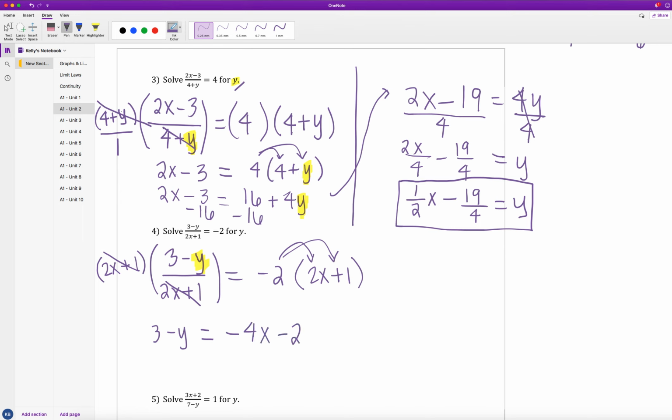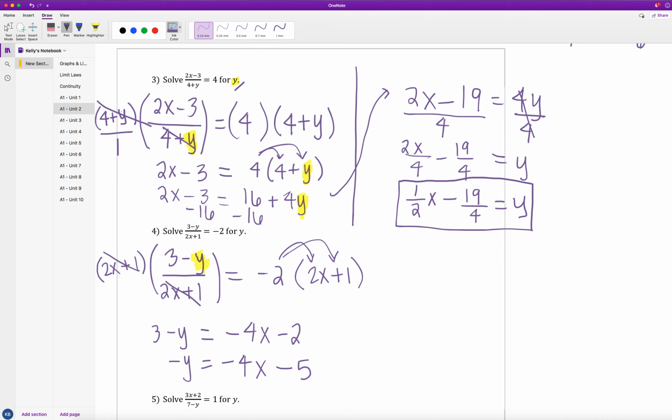The next thing we're thinking about is, well, how can I get rid of this 3? Well, I can subtract 3 from both sides, so I'm left with -y. Remember, the negative sign hasn't gone away yet, just the 3 has, equals -4x minus 5 now, since I subtracted 3 from both sides.